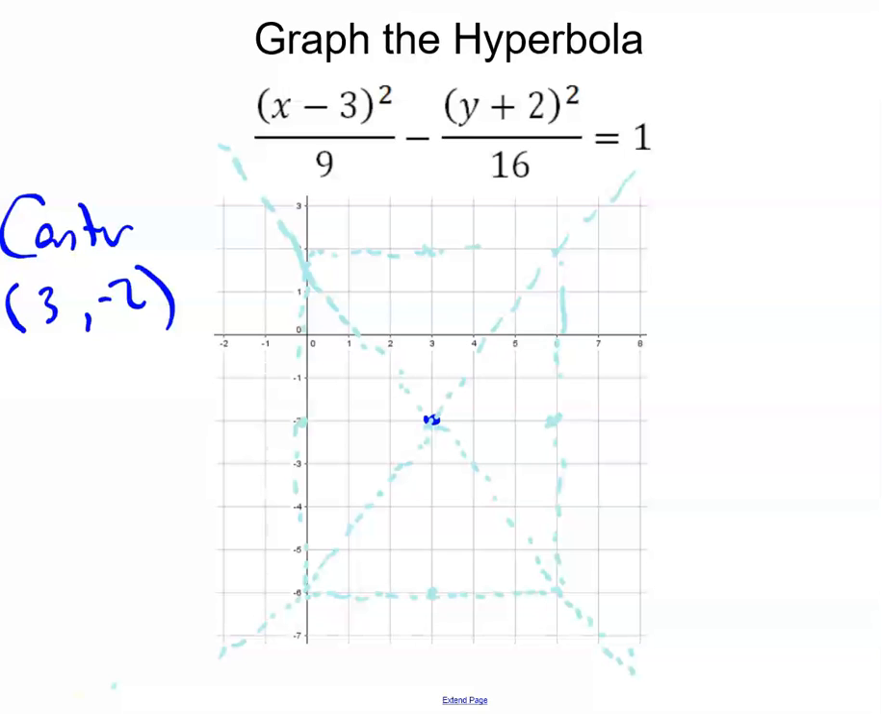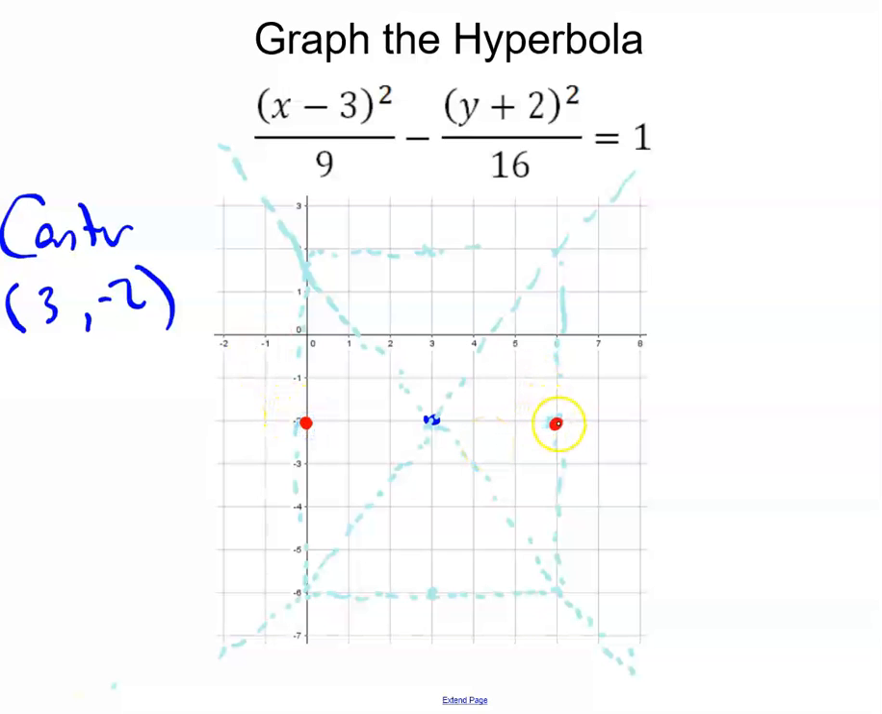Okay, so the next step, once you get that box and those diagonals, is to determine which direction is our transverse axis. So which variable is listed first? In this case, it's the x. So our transverse axis is horizontal. So what that means is your vertices are going to be this point here and this point here.